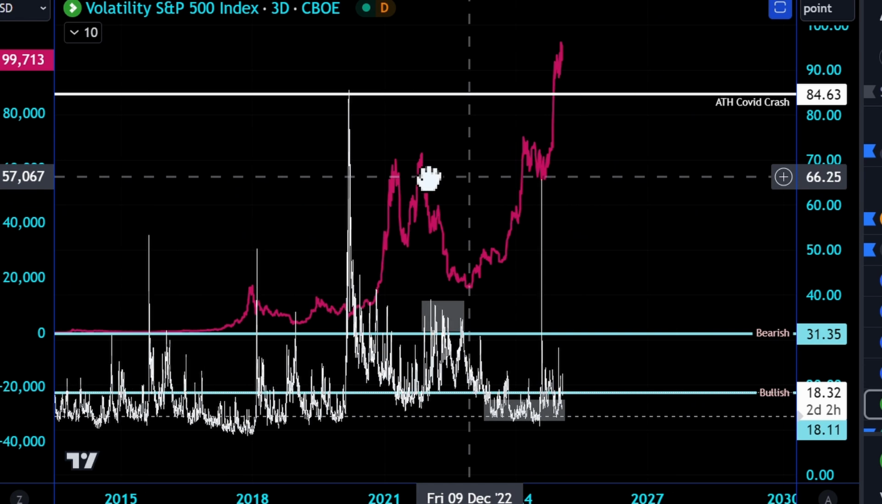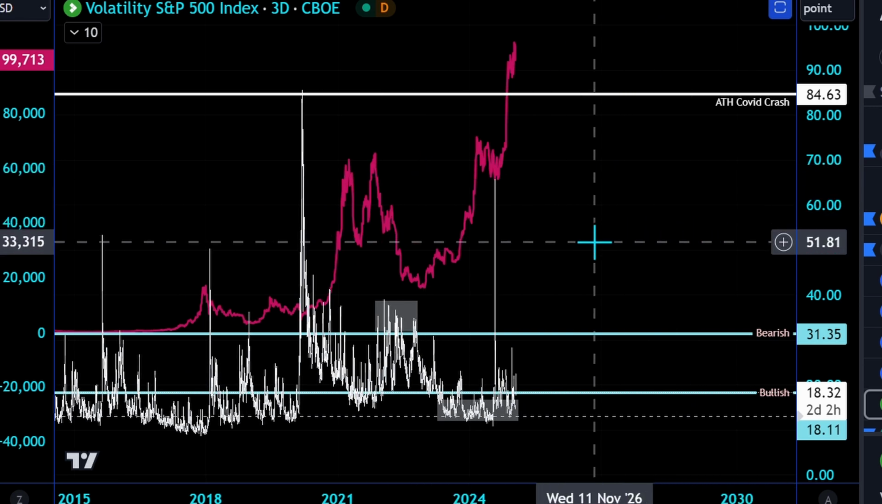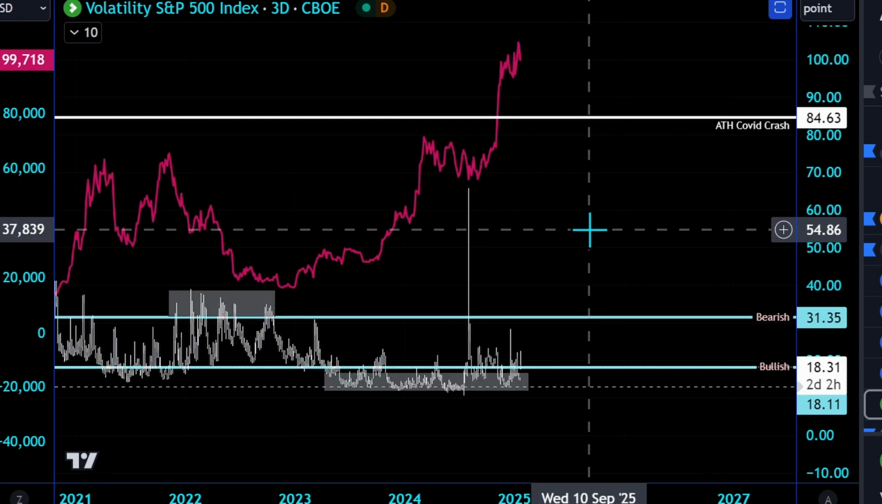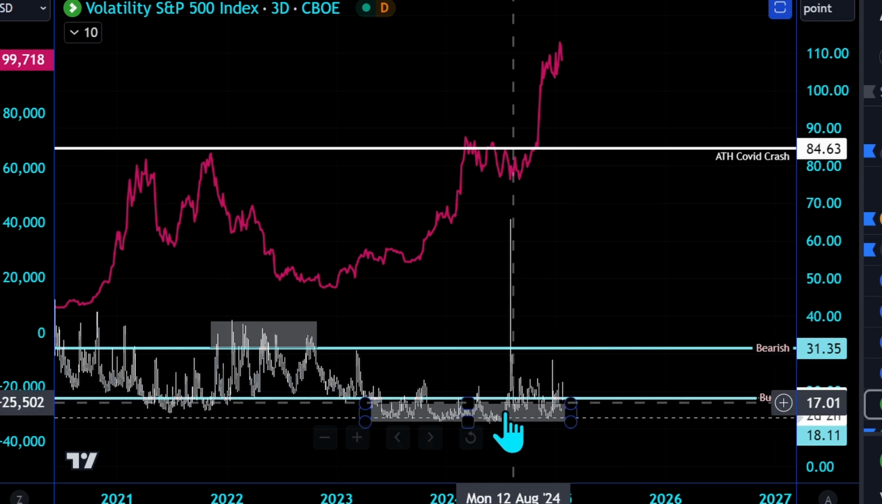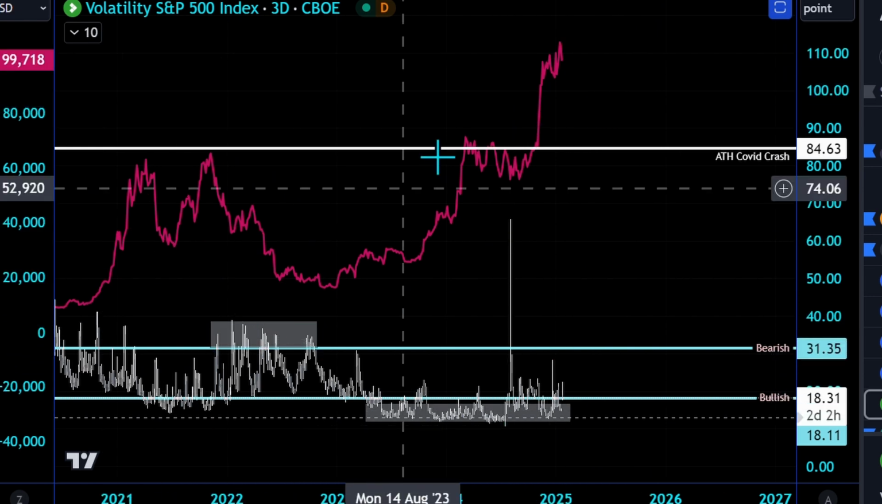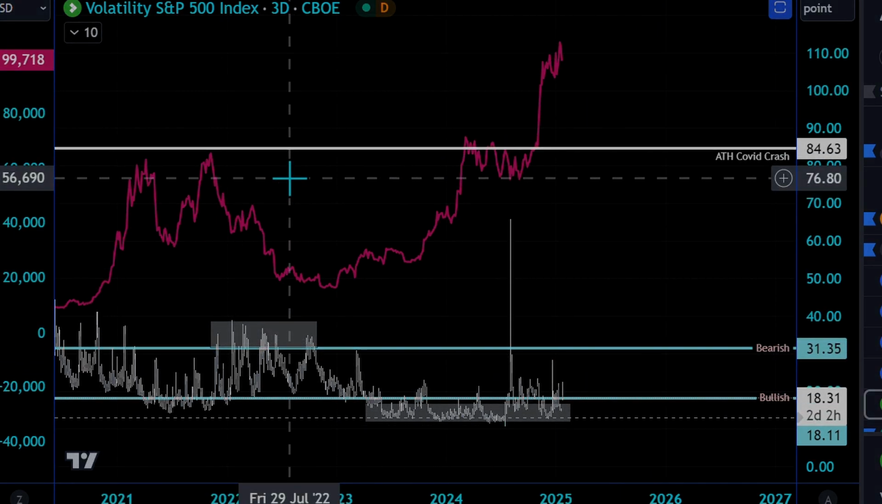It's based off of the S&P 500. It's not based off of Bitcoin. Of course, Bitcoin tends to follow the S&P 500 in some fashion, so it is useful for our crypto examinations.